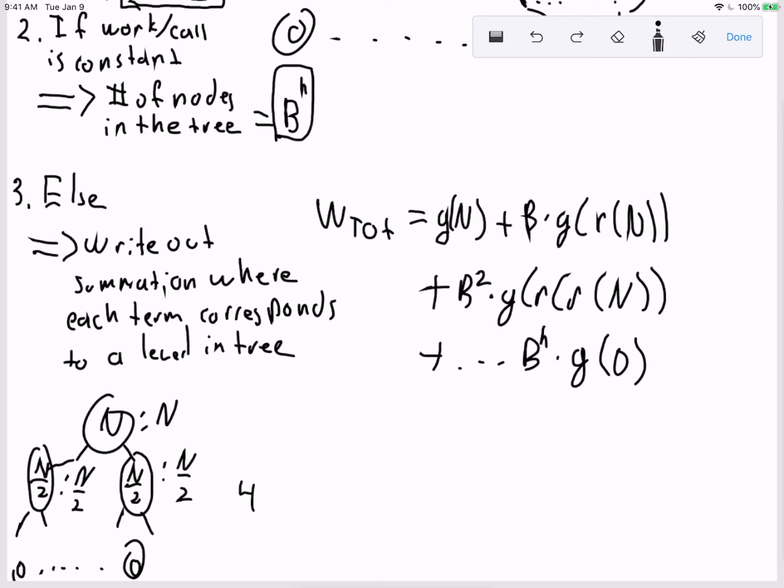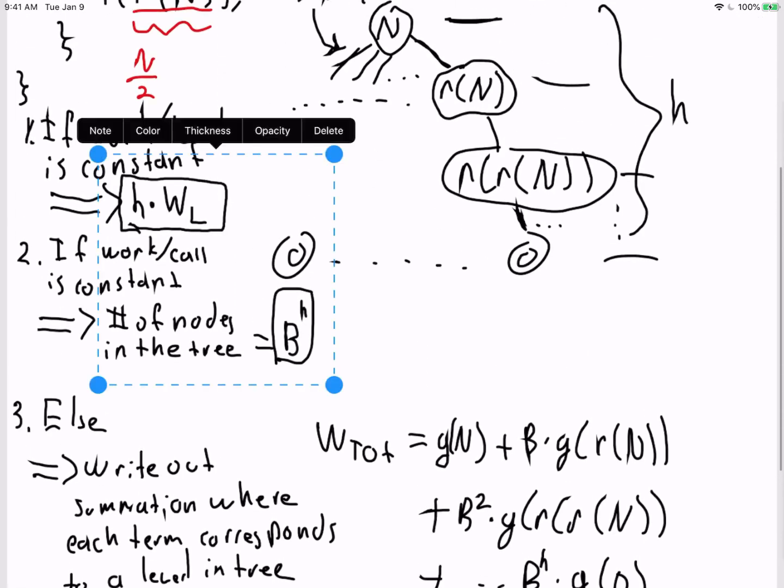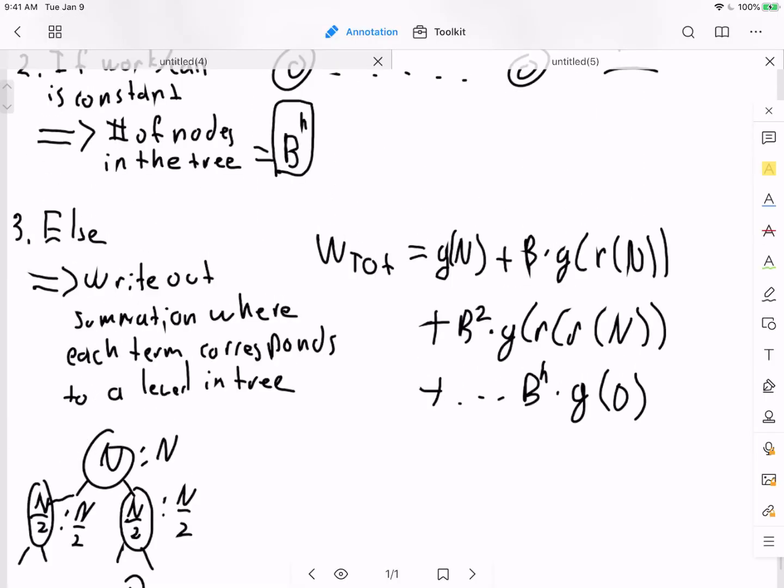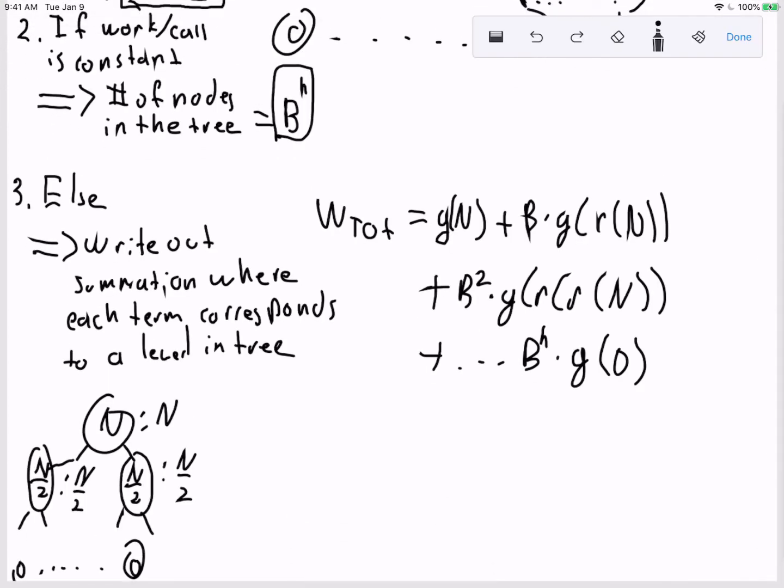So we're just going to do whatever that first formula was. Height times WL. We know WL, that's the work per level. It's n. Now we just need to figure out the height. Well, the height is just however many times we need to divide n by 2 to get to 0. And at first, that might not make sense, because if n is positive, then no number of divisions can make it equal 0. So you might say infinity.